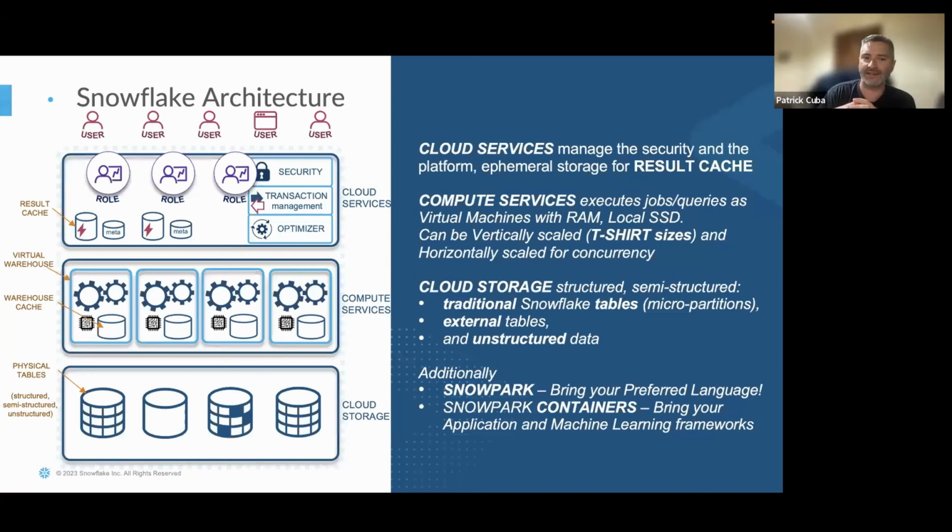There's also a result cache that sits on the cloud services layer that lives 24 hours. You run a result against the data that you're querying. It stores the result for 24 hours as long as the source of that data does not change and you're not using a context function like current user or current time in that query. So that makes a huge difference. It's probably the first performance tip for today.